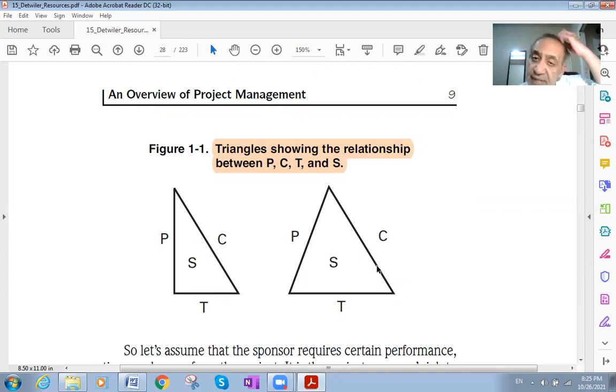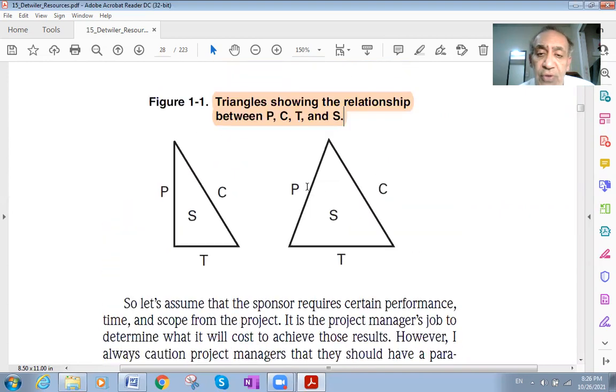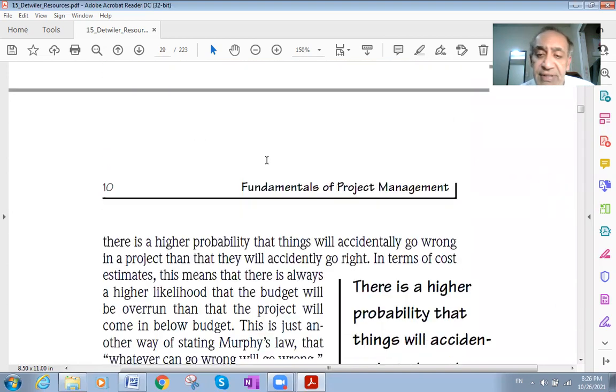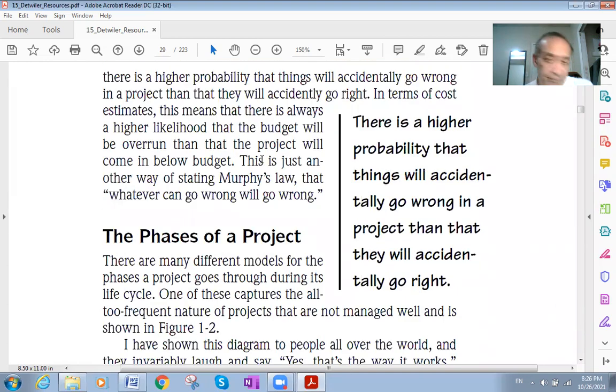Scope means the end, the delivering, or the closing phase, or finishing the project. The scope is the field in which you concentrate. So this field also depends on the cost, the time, and the performance. So all three are very related to each other.